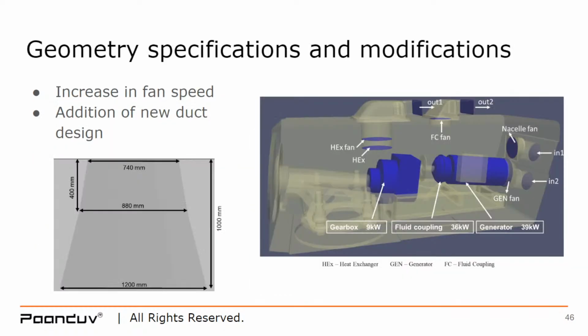simulate that. And so what we wanted to do in this case study, take an existing nacelle design with all its components in place and see if we can reduce the heating. So what was proposed is increase the fan speed by 20% and add an additional new duct with this conical sort of design. This is not a pure conical cone, but this design somewhere between the FC fan and fluid coupling.